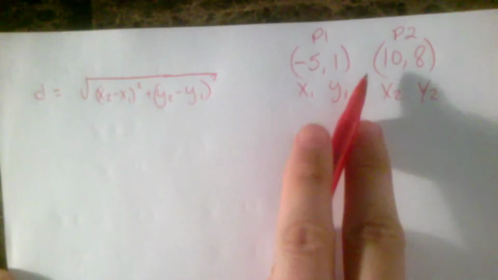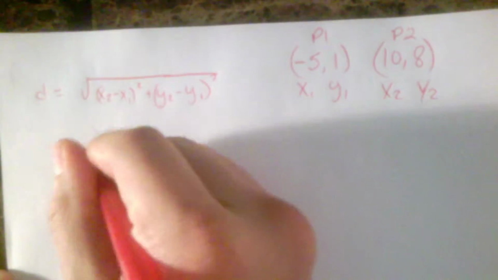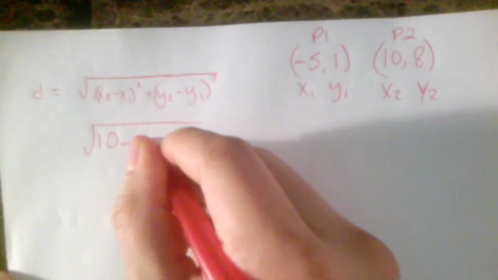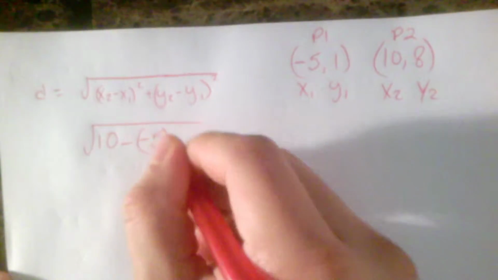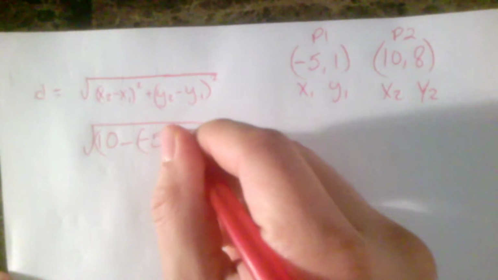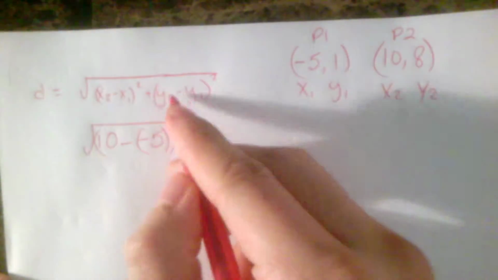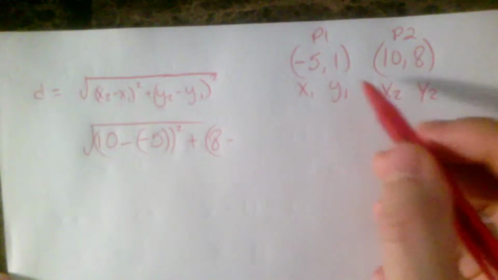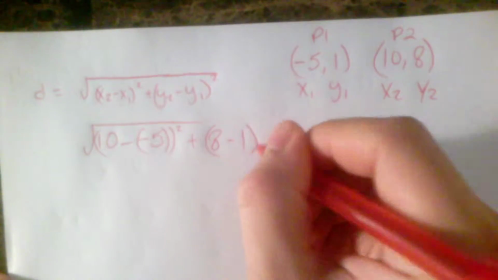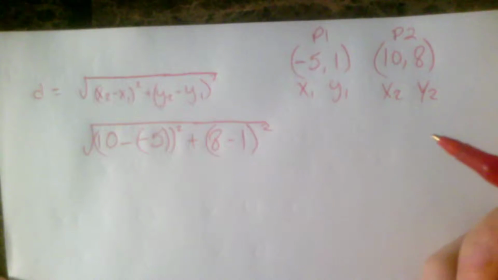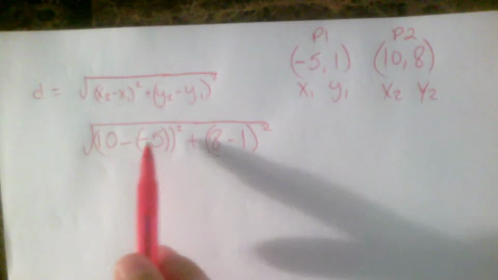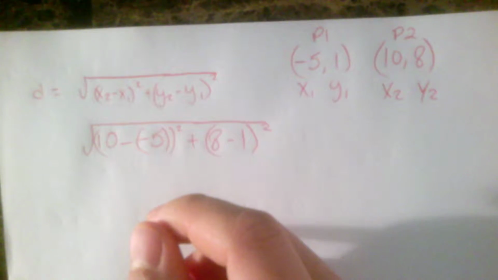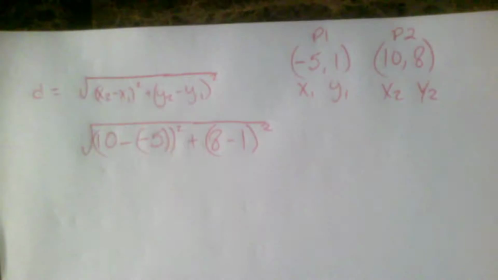So x2 is 10, and then there's a minus sign. x1 is -5. You'll notice there's a double negative there. Plus y2, which is going to be 8, minus y1, which is going to be just 1. From here, let's just do some math. 10 plus 5 is 15. 15 squared is, what is that, 225, I think?